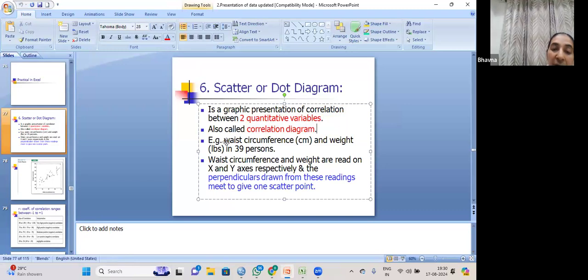For example, an example of, say, increase in waist circumference usually leads to increase in weight, right? Whenever you think that you're gaining weight, what do you look at first? You look at your waist circumference. Okay. Now, waist circumference is taken in centimeters here and weight in pounds in 39 people. Now, what do we do? Waist circumference and weight are read on y and x axis respectively, and the perpendiculars drawn from these readings meet to give one scatter point.